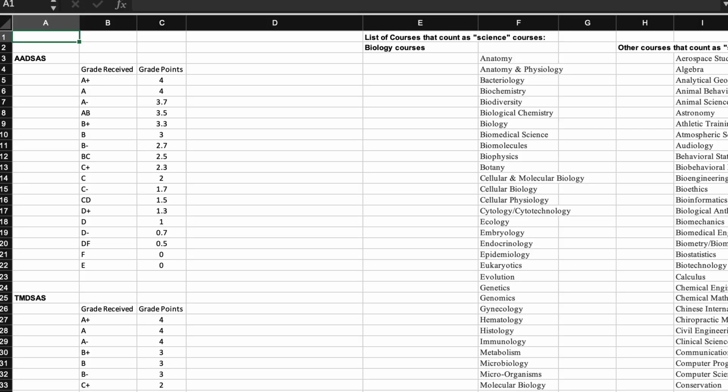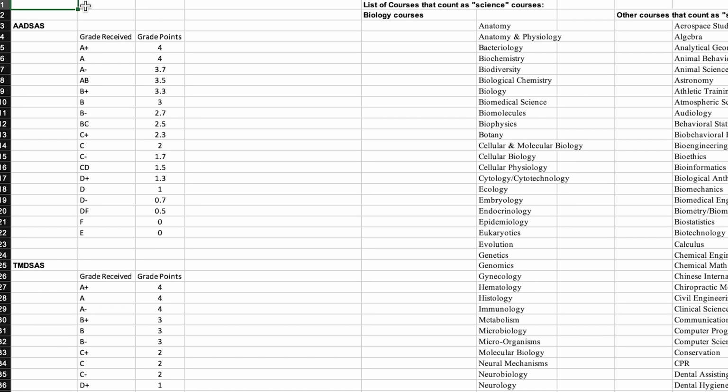So first, we'll go through how to calculate your overall GPA semester by semester, or quarter by quarter if you're at a college that uses the quarter system. This is the GPA calculator I'm going to be using. It lays everything out for you and makes it super simple to calculate your GPA. You can see that there's going to be instructions on page one.